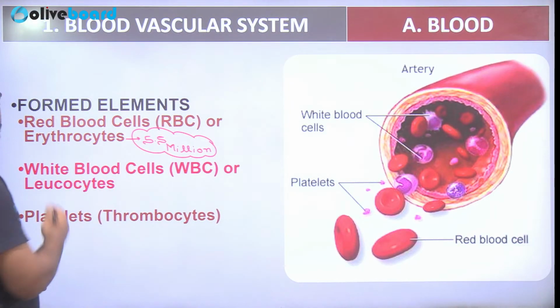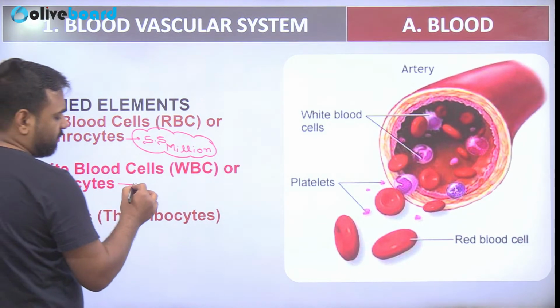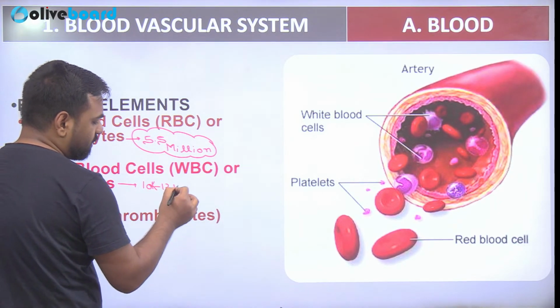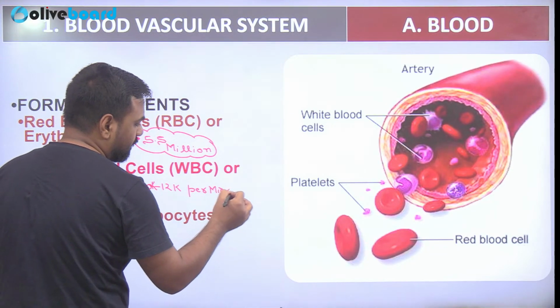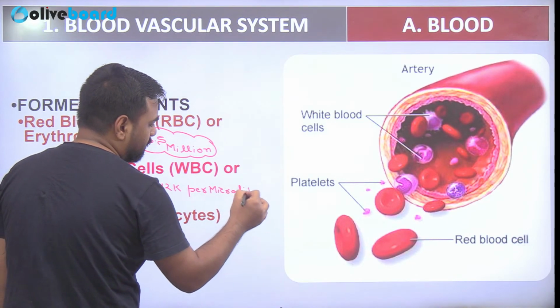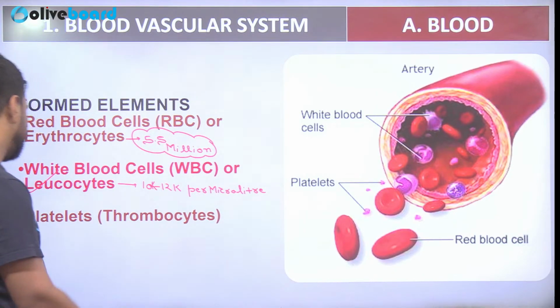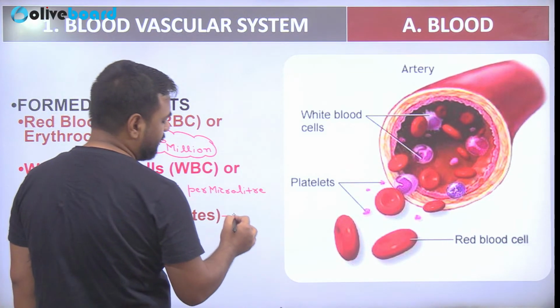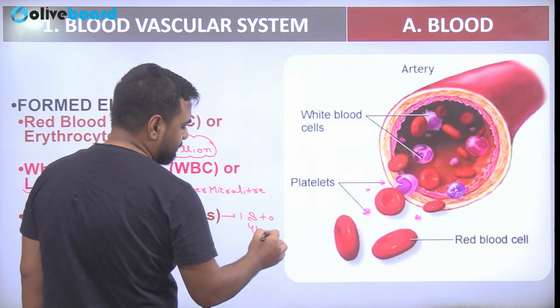Then white blood cells, or leukocytes: what is their quantity? That is approximately 10,000 to 12,000 per microliter. Similarly, platelets, which are known as thrombocytes, you need to know their quantity, and that is approximately 1.5 to 4 lakhs.